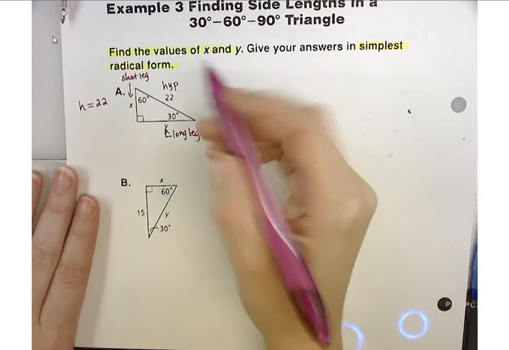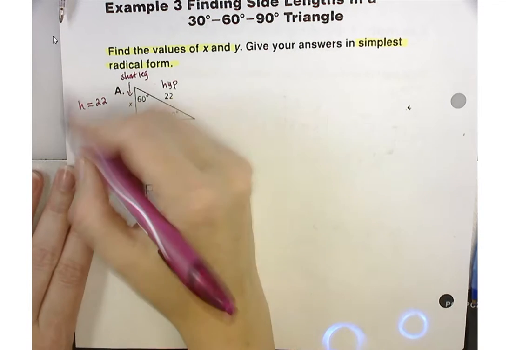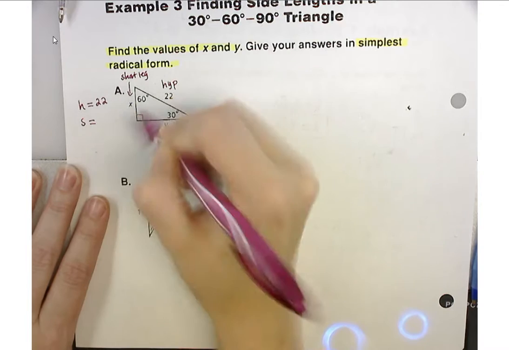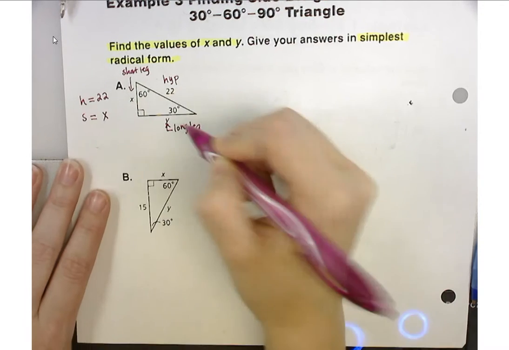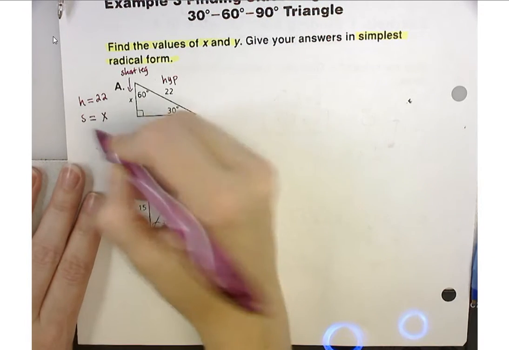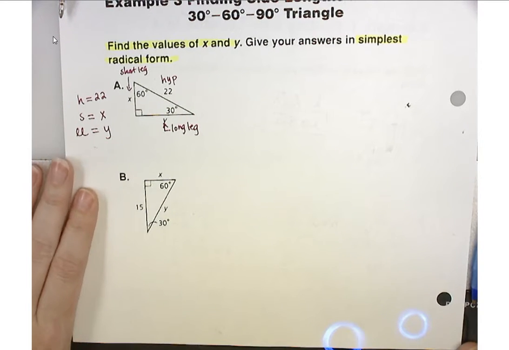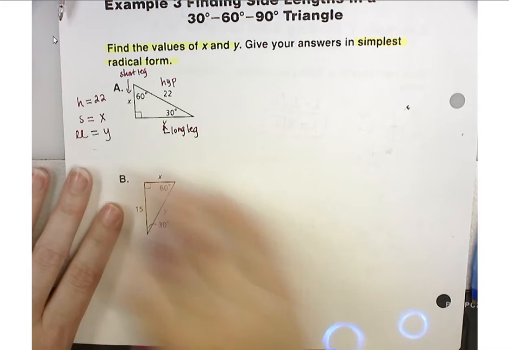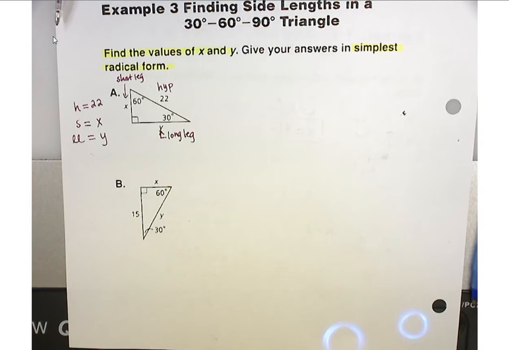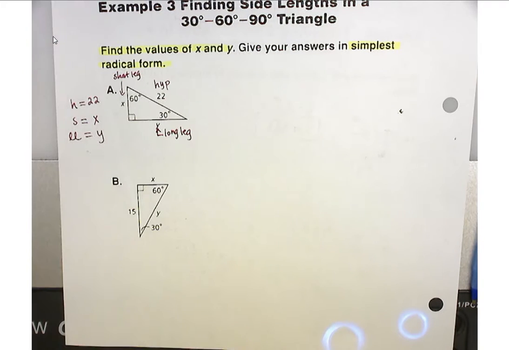All right, now the short leg we call S. So S is going to be X in this one. The long leg is Y. So LL is going to be Y in this one. So you are going to have to write them in terms of X and Y, which is why I assign those the variables. This one's a little bit different because you have two equations. You have to decide which one to start with. The way that you decide is based on what number you're given.